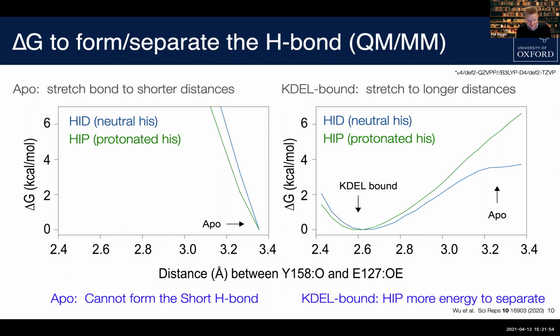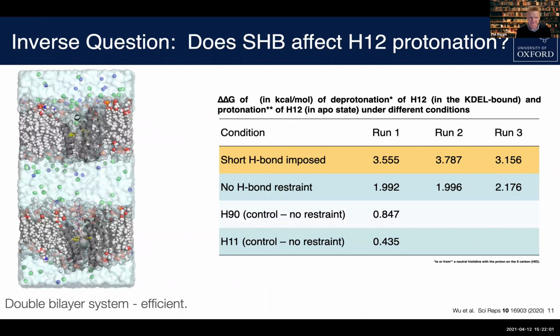So the apo cannot form a short hydrogen bond, and for the KDEL bound, there's more energy to do that separation. You can also ask the inverse question. So far we've asked how the protonation state affects the short hydrogen bond. But we can also spin it the other way around and ask whether the presence of the short hydrogen bond affects how easy it is to protonate the histidine.